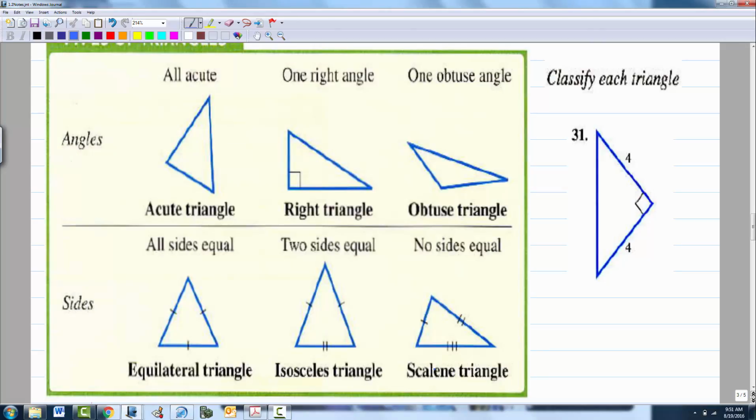Acute triangle. All angles are less than 90. Right, 90. Obtuse, 1 obtuse angle. Equilateral, isosceles, scalene. So what do we call this triangle? What are 2 words that we could call this one right here? A right isosceles.